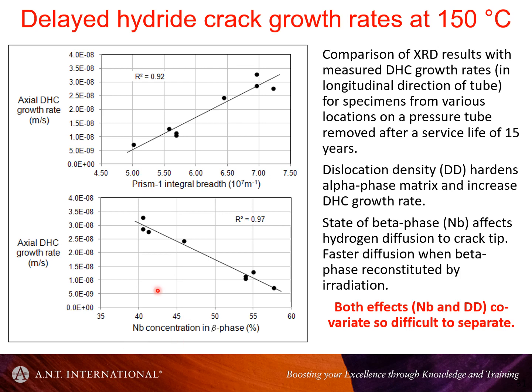And we can correlate the DHC growth rates with either the line broadening of the radiation damage, showing the radiation damage, or we can correlate it with the niobium content. Unfortunately, they're both covariate, so we don't really know which one is dominating, or even if one of these factors is not important. It's very difficult to know what the mix of the effects are. In principle, both should have an effect, but they're both working in the same direction.